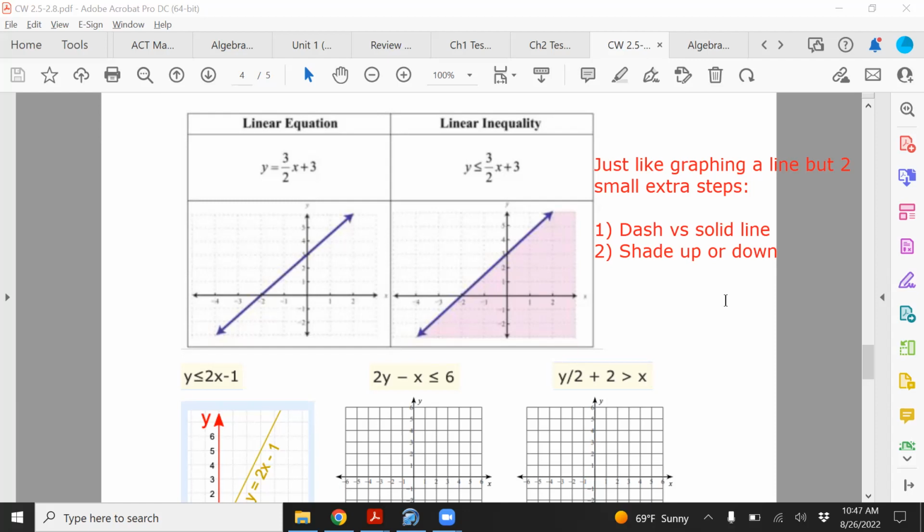But very important, you have to isolate y. If you have to divide both sides by a negative number to get y by itself, the inequality will switch. You'll need to do that. All right, let's move on to the examples down below.